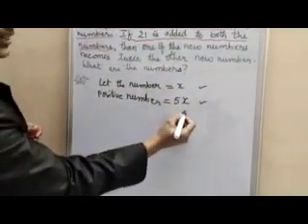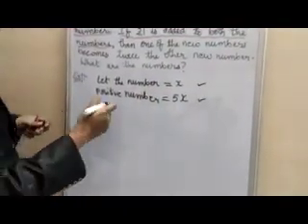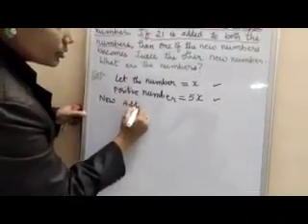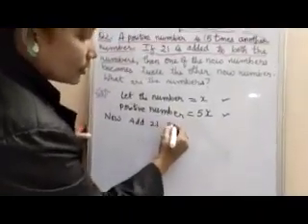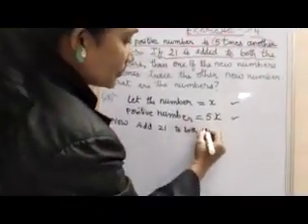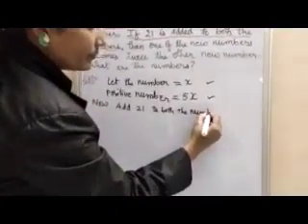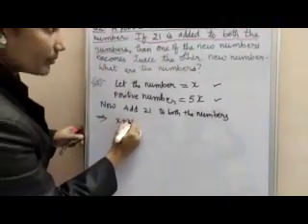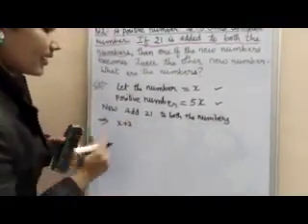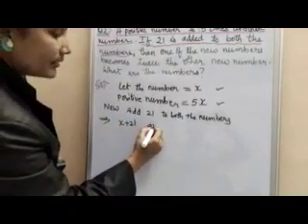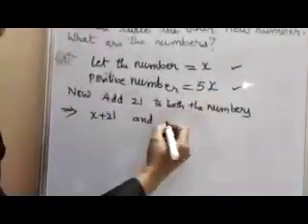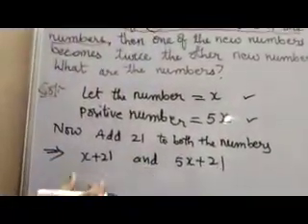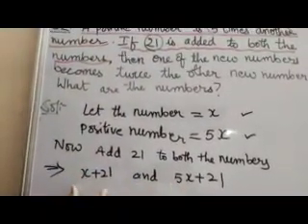Now the next statement is, if 21 is added to both the numbers. Add 21 to both the numbers. That implies x plus 21 and 5x plus 21. 21 has to be added to both the numbers. These are the new numbers.